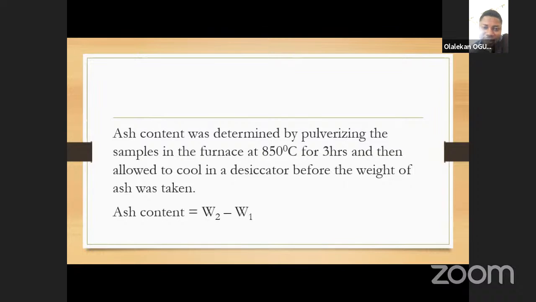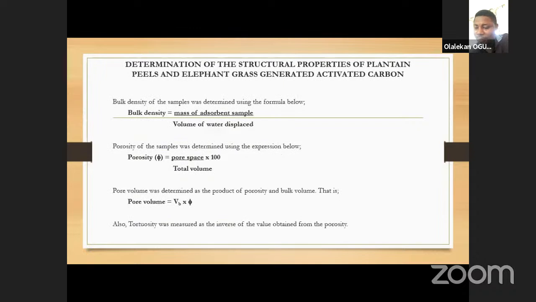Next slide. Okay, sir. The ash content was determined by pulverizing the sample in the furnace at 850 degrees Celsius for 3 hours, then allowed to cool in a desiccator before the weight of the ash was taken. And it is given there, the original weight versus the final weight after pulverization. Next slide, sir.